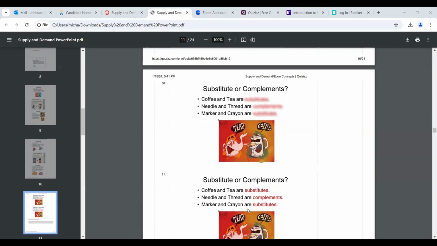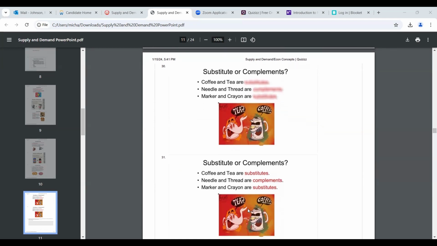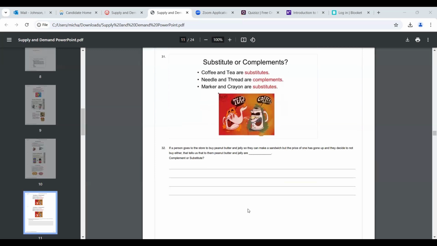Needle and thread are complements. So if the price of needles goes up, the quantity demanded of needle and thread will go down. Marker and crayon are substitutes. So if the marker price goes up, the quantity demanded of markers will go down. Crayon quantity demanded will go up.